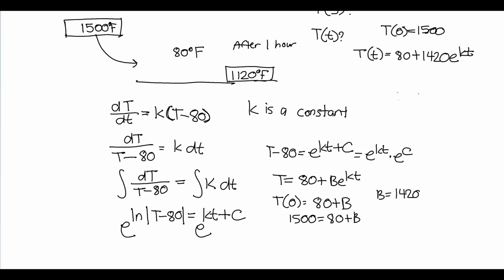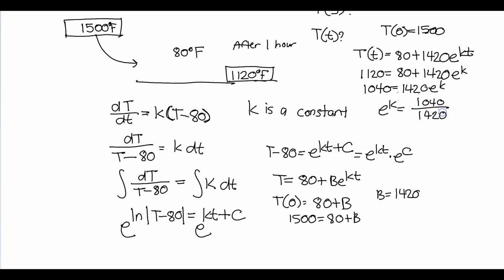Now, if t equals 1, since we're measuring t in hours, then we have 1,120 equals 80 plus 1,420 e to the k. And now it's literally an equation that you have to solve for k. So you have 1,040 equals 1,420 e to the k, or e to the k equals 1,040 over 1,420.